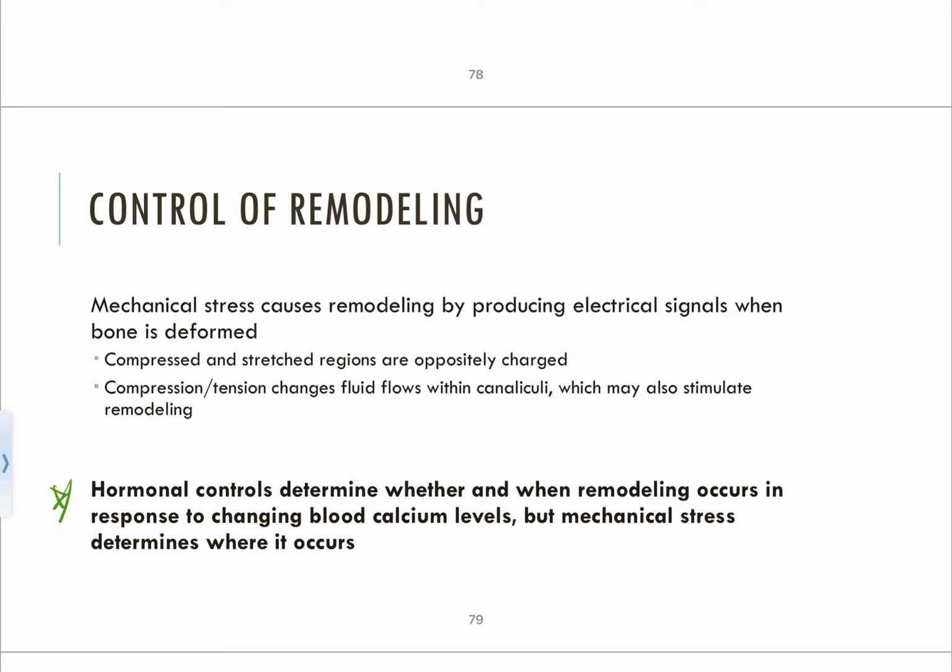This is really important because we talked about hormonal controls and Wolff's Law and mechanical stress. The biggest difference between these two is that hormonal controls determine whether or when remodeling occurs. When we talk about mechanical stress, this determines where we're actually going to build and remodel that bone.